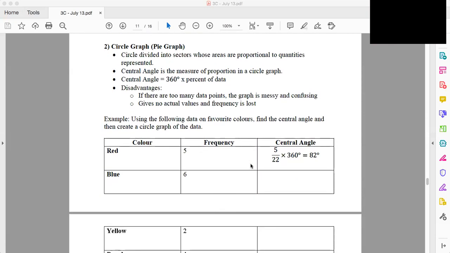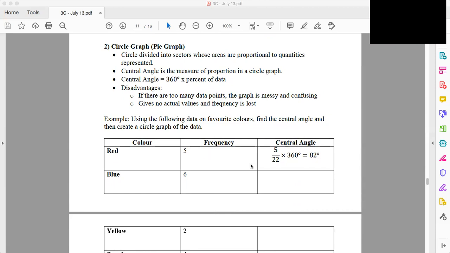So we have a circle graph, or what we also call a pie graph. It's a circle divided into sectors whose areas are proportional to the quantities represented. Central angle is the measure of proportion in a circle graph. So the central angle is 360 times the percent of the data.